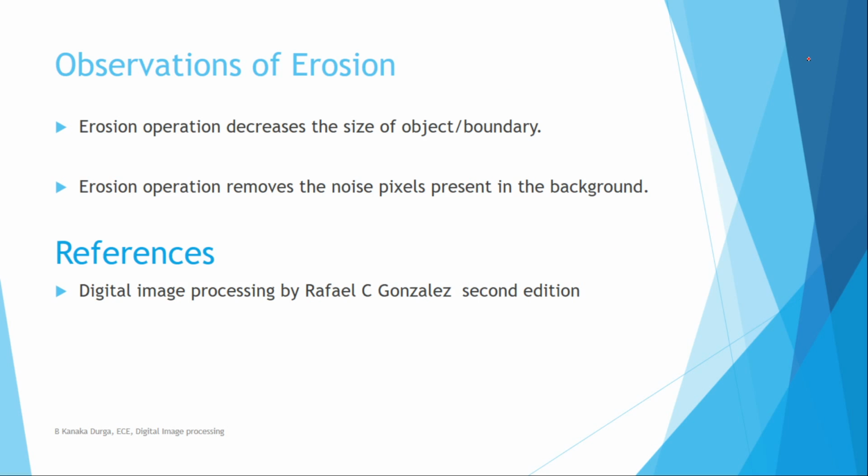So the observations: the erosion operation decreases the size of the object, and the erosion operation removes the noise pixels present in the background. The references. Thank you.